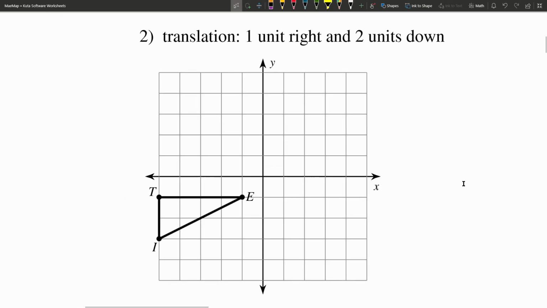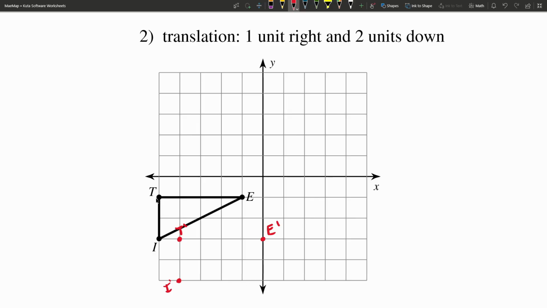In number two, we have a translation that's 1 unit right and 2 units down. Starting with our vertex T, moving that 1 to the right, we're going to land here, but now we also have to shift it 2 units down. So once we move 1 to the right, going 2 down, 1, 2, our new T, T prime, will be at that point here. Doing the same for E, 1 unit to the right, and then 2 down, E prime will be here. And then finally with I, 1 to the right and 2 down, I prime will be here at the bottom of our graph.